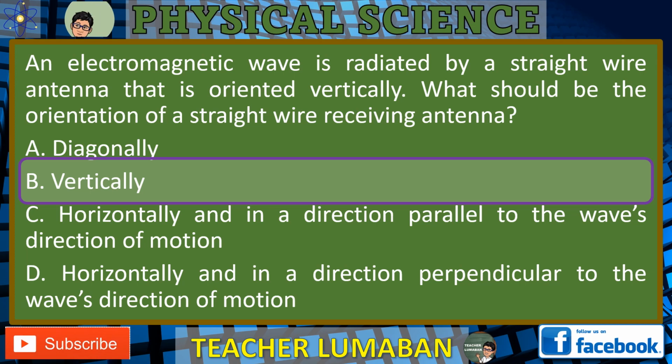Therefore, the correct orientation for a straight wire receiving antenna in this scenario is vertically, option B. Sa makatuwid, ang tamang oryentasyon para sa isang straight wire na tumatanggap ng antenna sa sitwasyong ito ay patayo, option B.